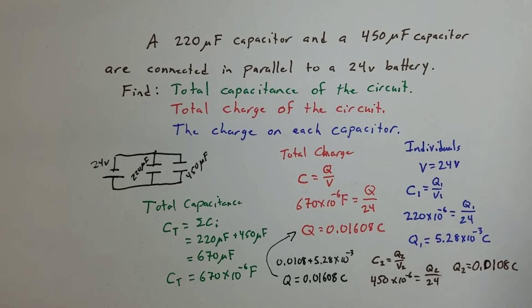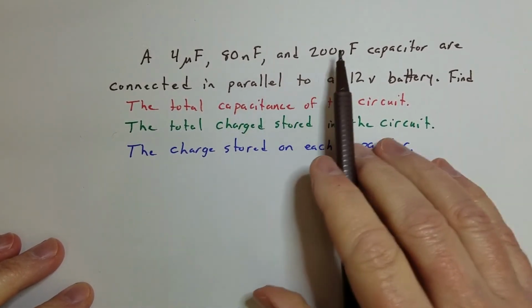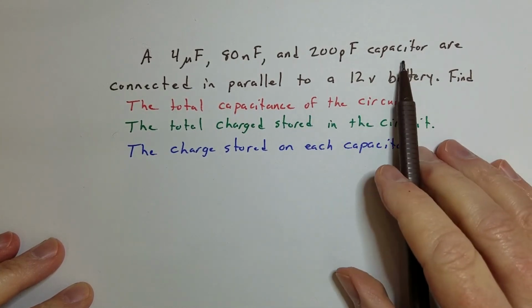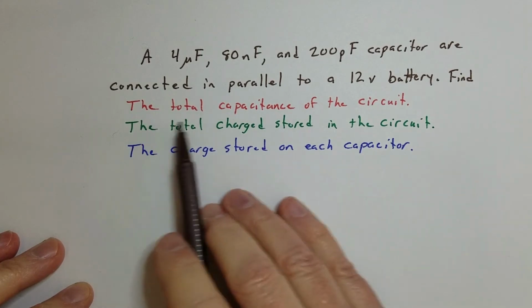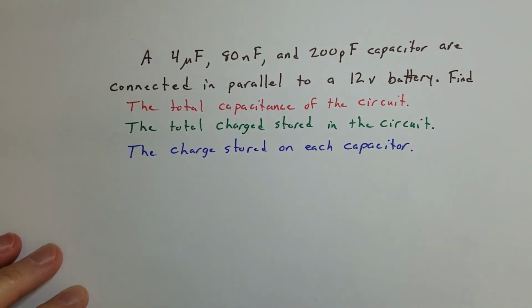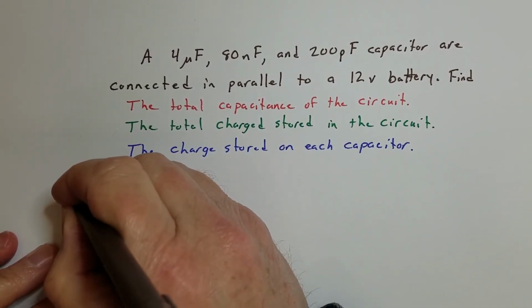Let's do another one. On this one, we've got 3 capacitors, a microfarad, a nanofarad, and a picofarad. That way I can do all the standard units here. They are connected in parallel to a 12-volt battery. We want to find these same 3 things. So I'm going to have my battery here.